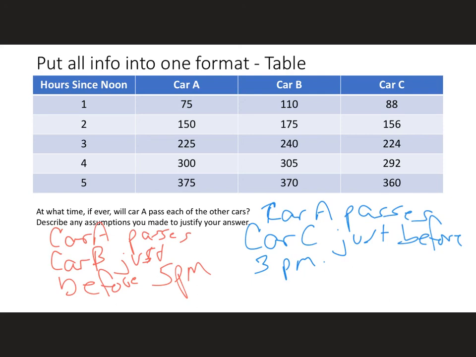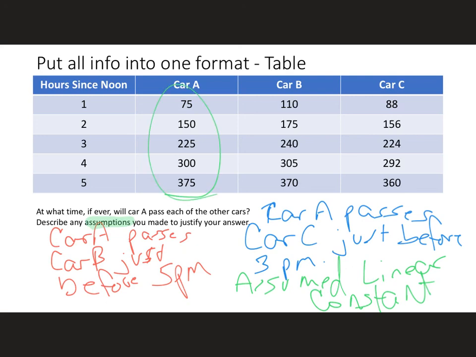So the last thing it asks us is to describe any assumptions you made. So what assumptions did we make? We assumed that these were all linear. Here, write that down. We assumed they were linear, that they traveled at the same speed, constant. They had constant speeds, constant rate of change. That's really the only assumption we made, is that they're traveling constantly at the same speed. Car A is always at 75 miles an hour. Car B is always at a different speed. Car C is always at a different speed. So, good luck doing your classwork, and you guys should be set to compare some linear functions.